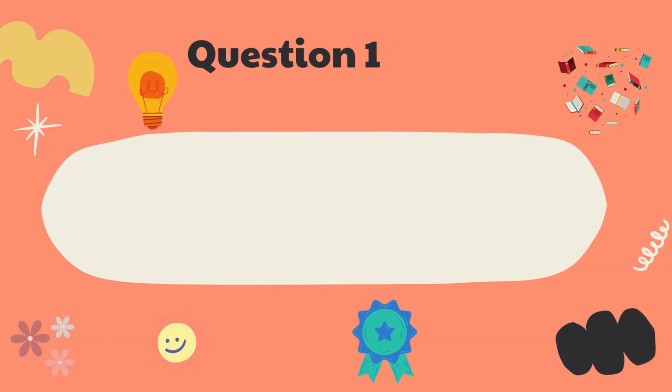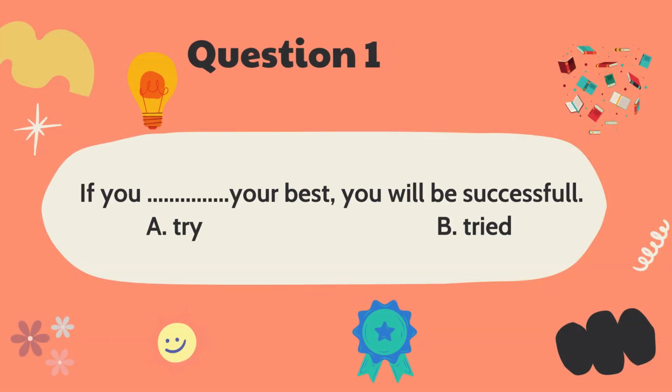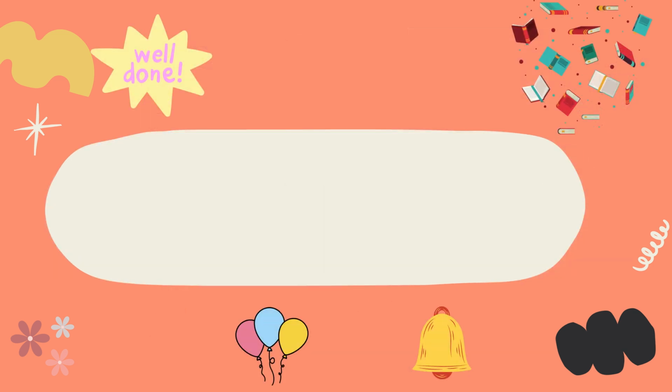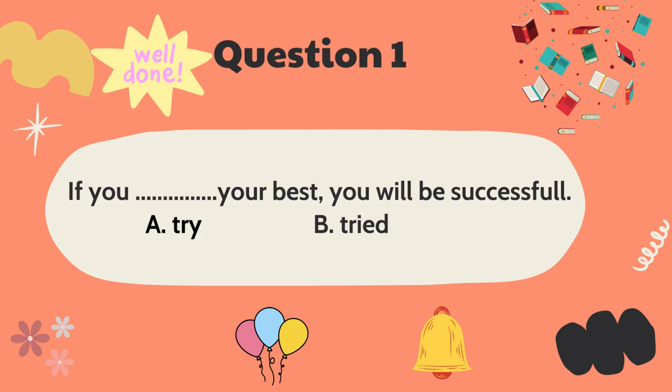We have an exercise. It has two questions. Question number 1. If you blank your best, you will be successful. A, try, or B, tried. You have 10 seconds to complete the sentence. Time's up. Let's check together. Look at sentence number 1. We can see the verb will be, so this sentence is conditional sentences Type 1. Therefore we choose A, try.